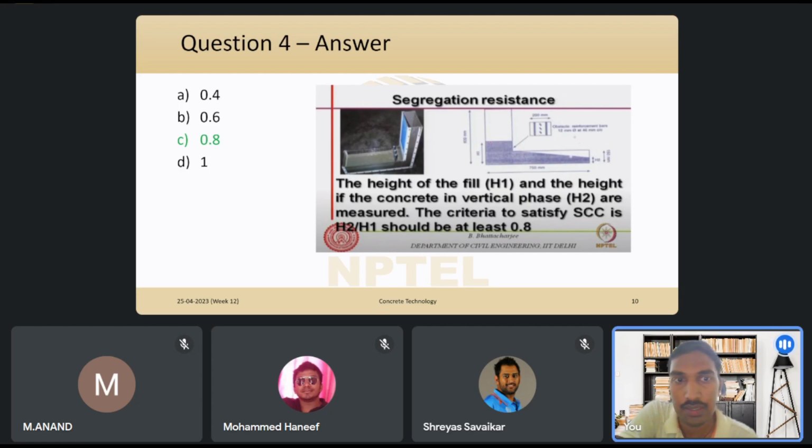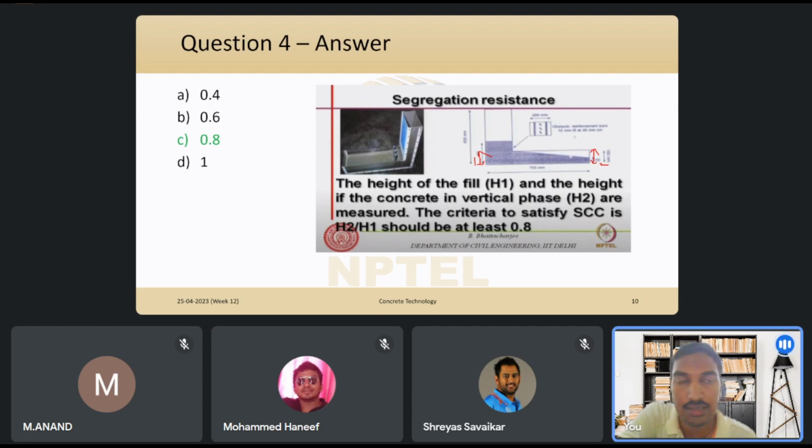If it is not segregating, what we expect is that this particular portion should be filled completely. That is the ideal case. Then the height on this part will be the same as the height of what is remaining here. The height here on the right side is called h2 and the height on the left side is called h1. The ratio of h2 to h1 is the factor that we are looking at.